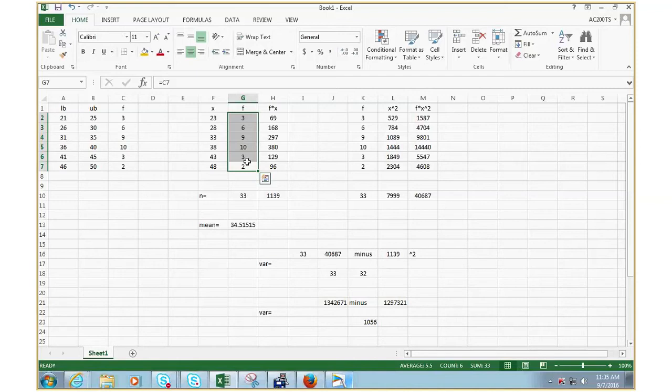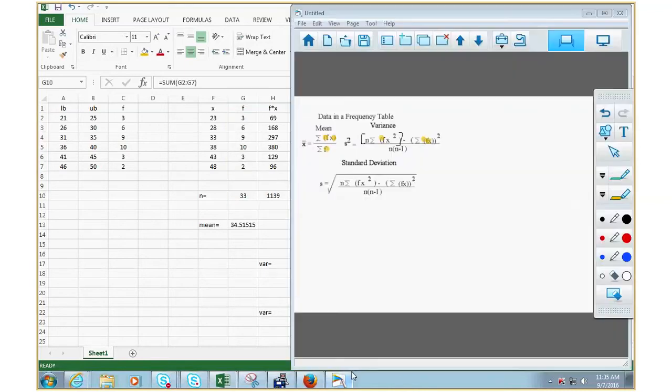How many heads have you counted? 20. How many test scores do you have? 5. You add them up. So N, we've got N. There's N. So let's go back to our formula. And we have N.